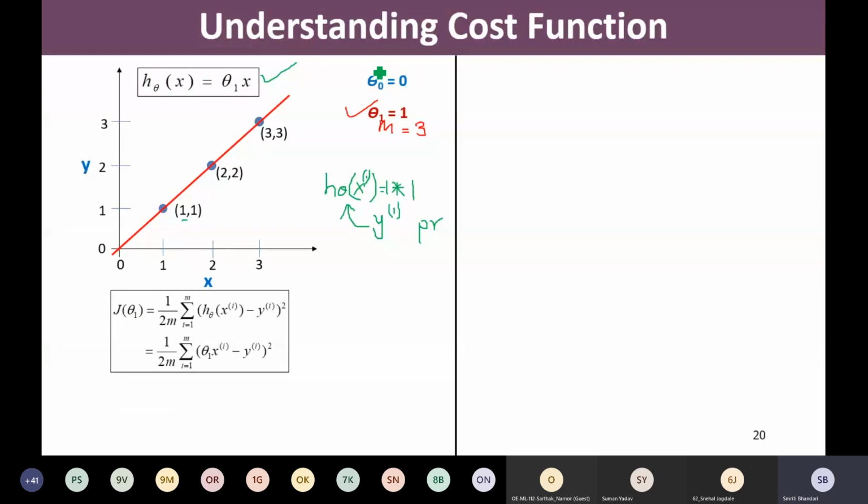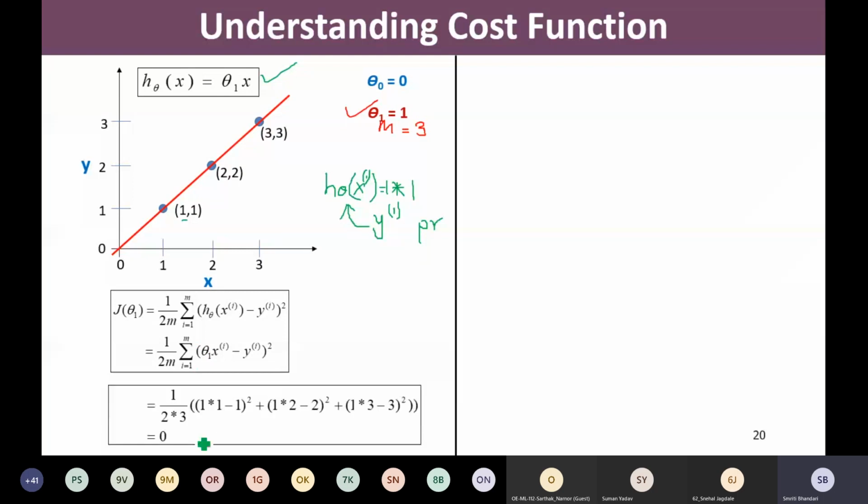If I come up with this hypothesis, now I'm going to find out the error. So how am I going to find this cost function J of theta 1? I have this formula with me: J of theta 1 equals 1 divided by 2m, summation over i equal to 1 to m, of (theta 1 xi minus yi) square. For all three samples, m equals 3 here. If I substitute the values, the value of my cost function is 0.